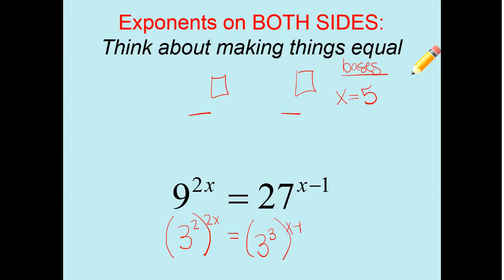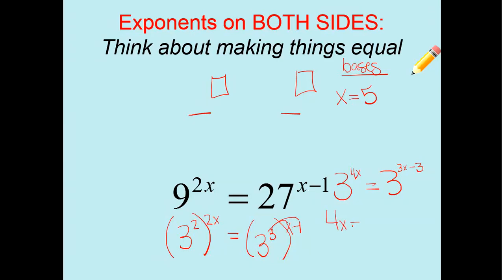Now you're probably saying, how does that help us? It does, because now I have the same base on both sides. And you're probably saying, well, what are we going to do with these exponents here? Well, remember, if we had an exponent outside of parentheses, we multiplied. So it'd become 2x times 2, so I would actually have 3 to the 4x equals 3 to the, if I do my distributive property here, 3x minus 3, right? So now, guys, I have the same base on both sides. Now I can set my exponents equal to one another and do some solving.